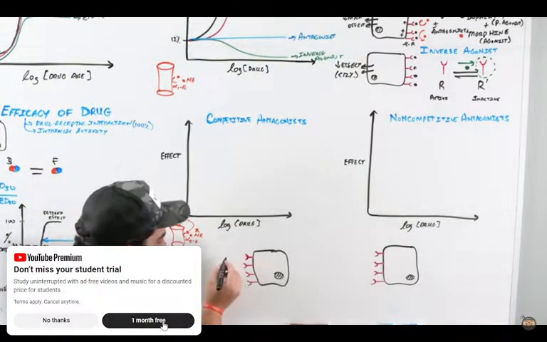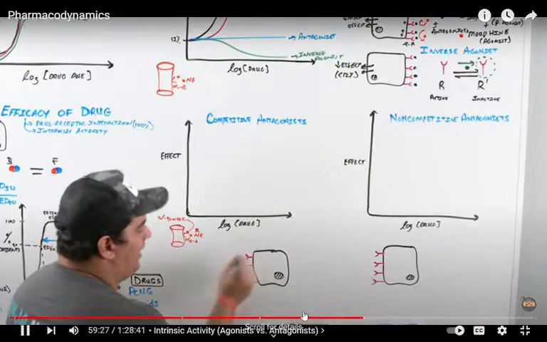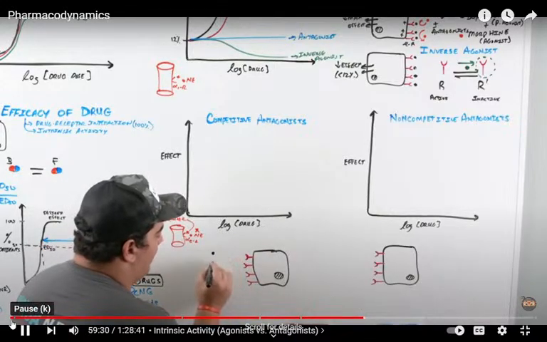Let's say we have, in general, our agonist, and we're going to represent agonist here in black, okay?